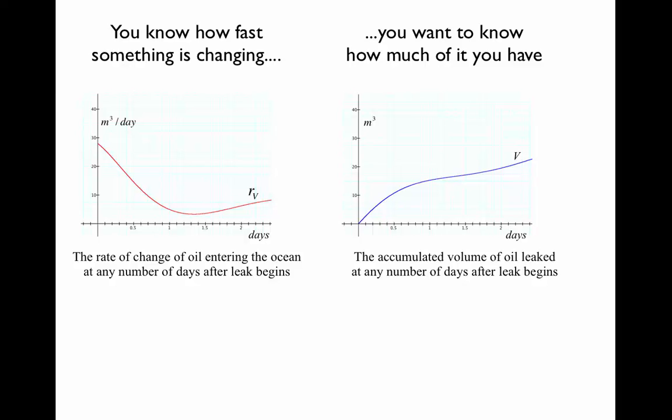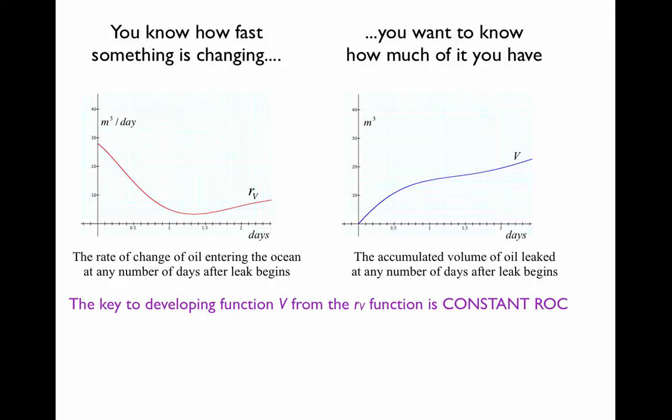What makes this difficult is that rate is continually changing. So our key to doing this is going to be constant rate of change. So the key to developing function V from function r sub V is going to be constant rate of change. And that's what we've been working on the last month. We've been working really hard on constant rate of change because those are all the tools that are going to allow us to develop the blue function from the red function.